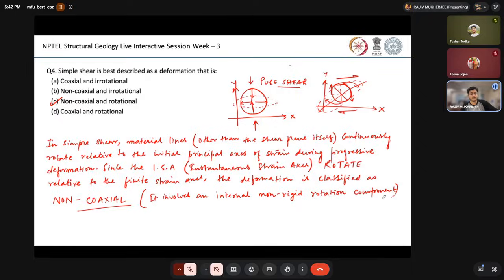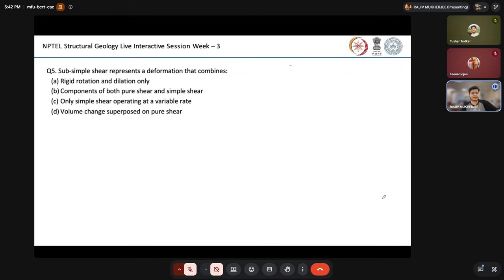Okay, so moving on to the next question. Subsimple shear represents a deformation that combines rigid rotation and dilation, components of both pure shear and simple shear. Option C, only simple shear operating at a variable rate. And option D, volume change superposed on pure shear.